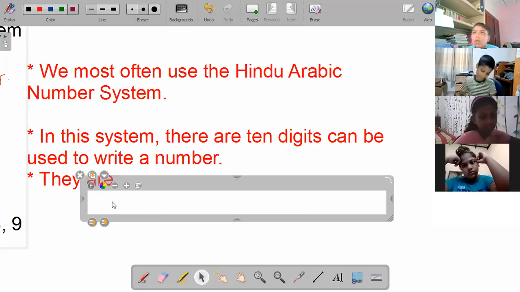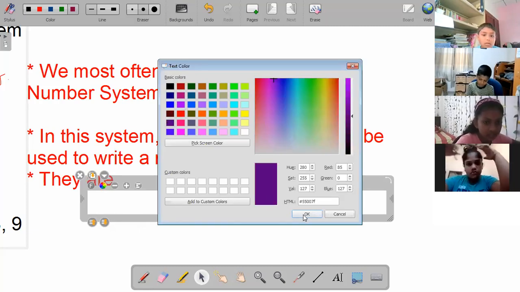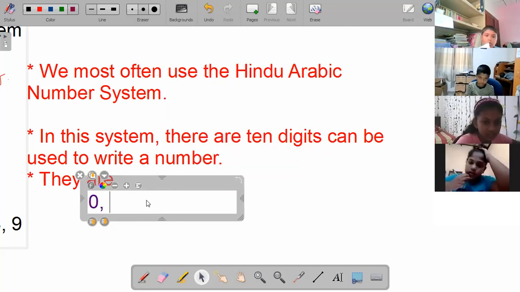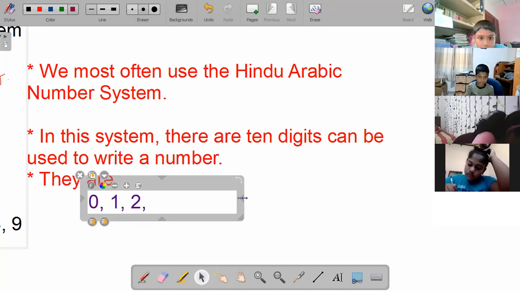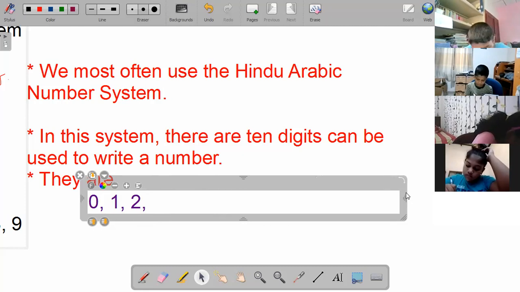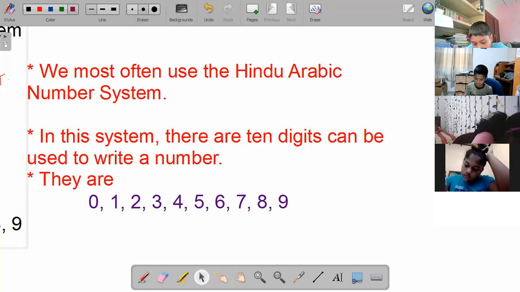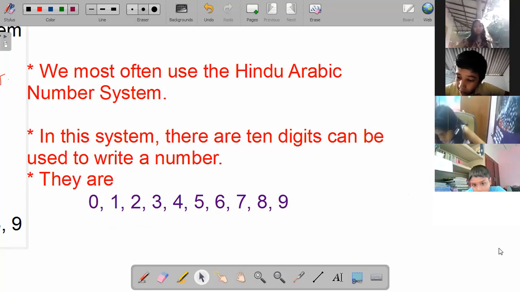You write down what the digits are. I will type here. 0, 1, 2, right? You can write like that. There are 10 digits: 3, 4, 5, 6, 7, 8, 9. That's 10 digits, okay? When you write a number, you have to use these 10 digits.